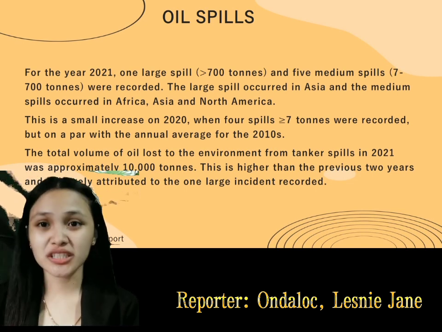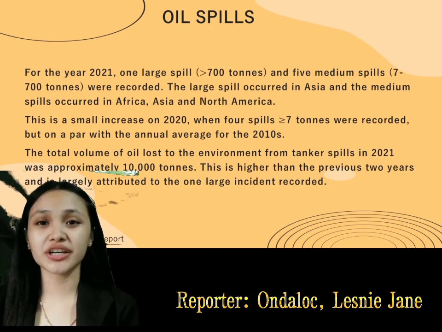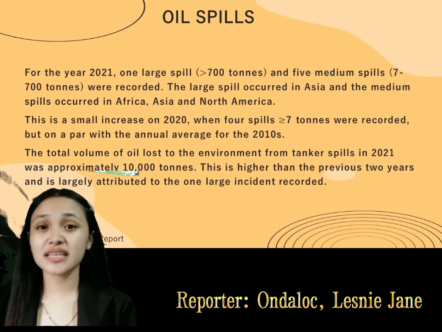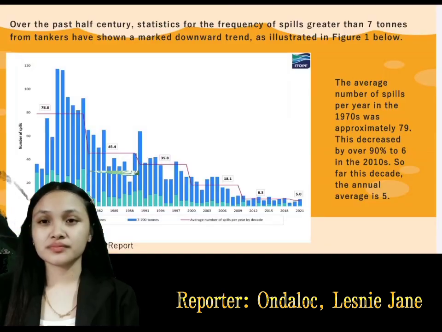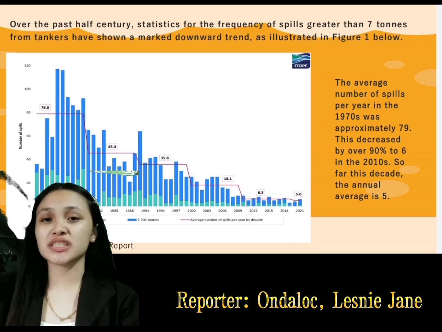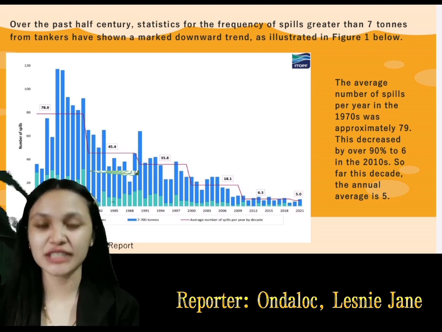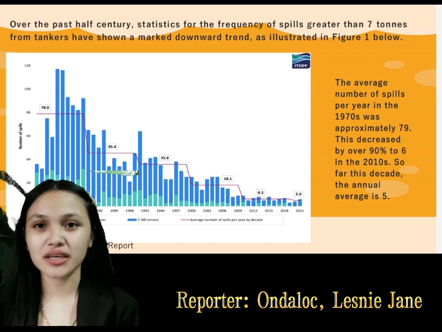About 10,000 metric tons of oil were lost to the environment as a result of tanker accidents in 2021. The one significant incident that was reported is largely to blame for this being greater than the prior 2 years. This picture shows the figures on the frequency of spills of more than 7 tons from tankers over the past 50 years, which indicate a clear decreasing trend.